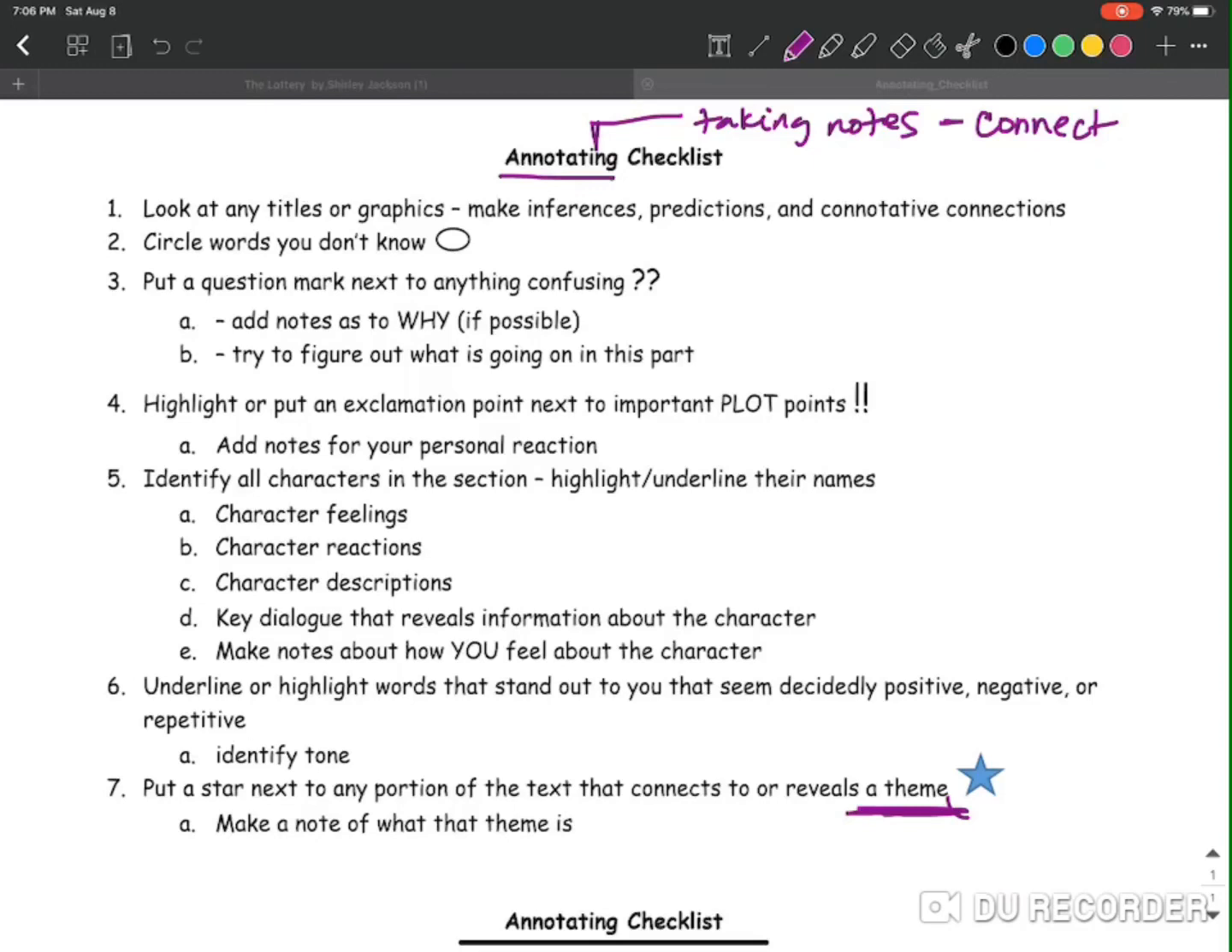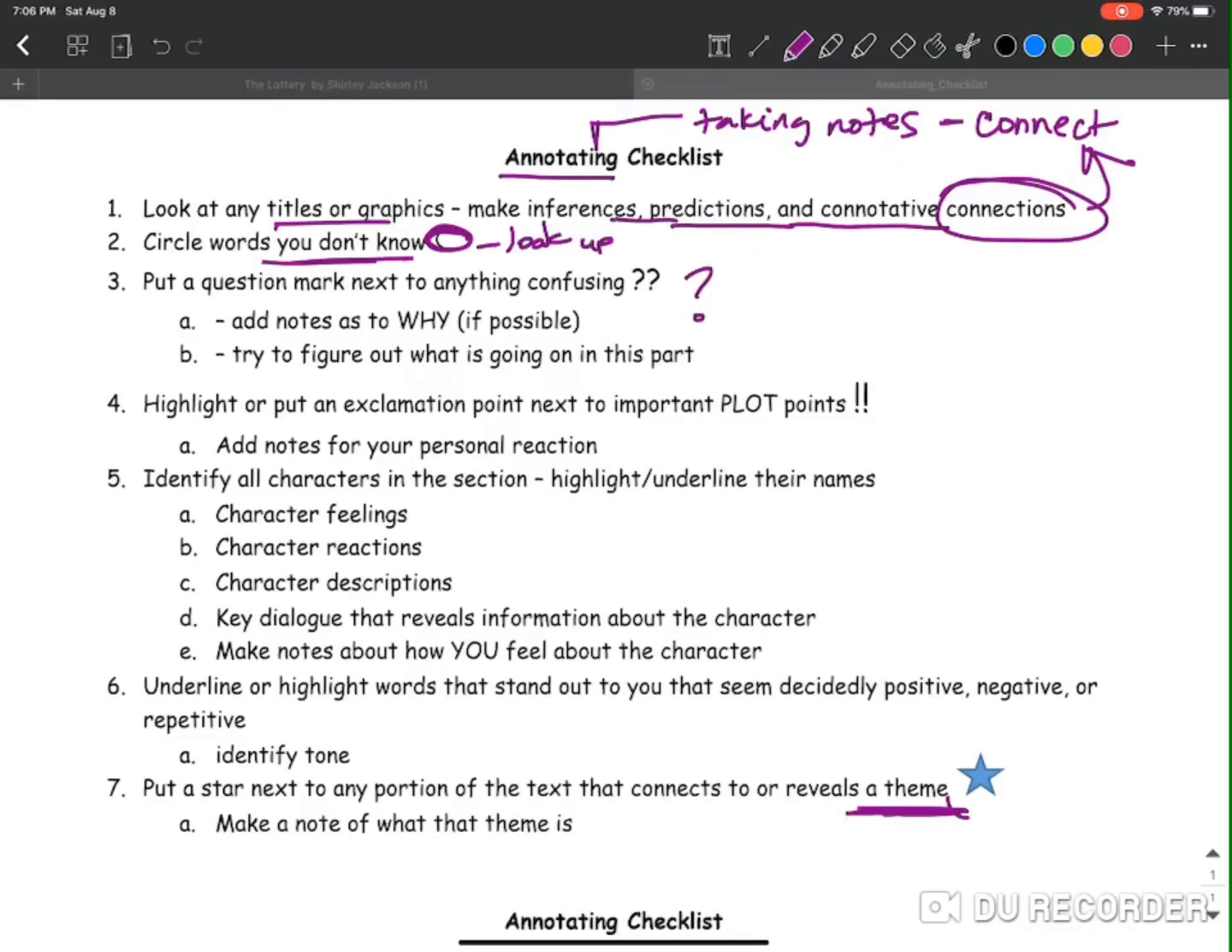But with all that, we want to watch for certain things. Words that we don't know, we don't want to just ignore. We want to circle those words. We want to look them up. Now, we may not look them up right away, but we want to look them up. We want to look at titles and graphics and make inferences, make predictions, make connections. Once again, you have that idea of connecting to the text.